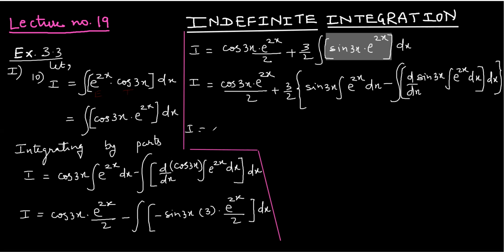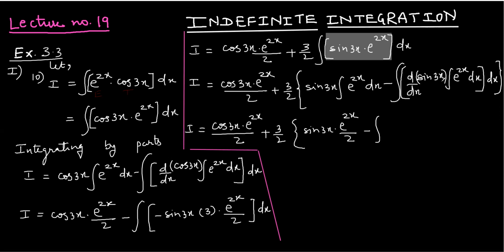So I have I equals cos 3x into e raised to 2x upon 2 plus 3 by 2, and here I get sine 3x, integral e raised to 2x is e raised to 2x upon 2, minus, then I have integral here d by dx of sine 3x.